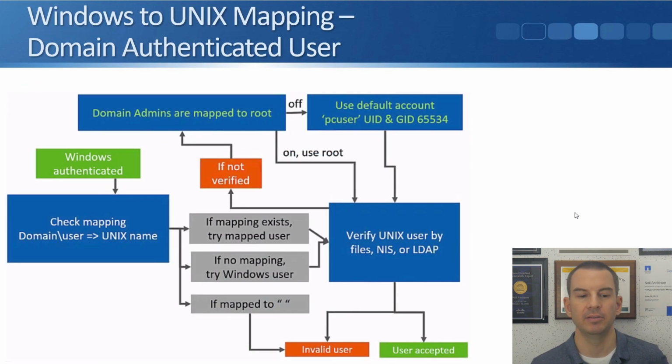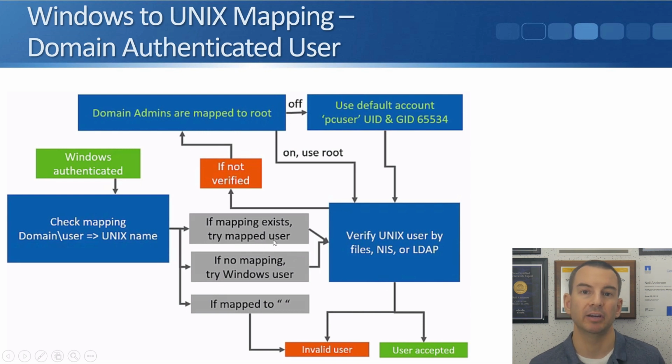Okay, what happens next? So here we've got a Windows authenticated user, meaning they've entered a valid Windows username and password. And the ONTAP system sees that they're trying to access a file or folder which has Unix style permissions set on there. So we need a mapping for that. So the first thing that the system will do is check to see if there is a mapping from the Windows domain and username to a Unix username. If a mapping exists, it will try the mapped user.